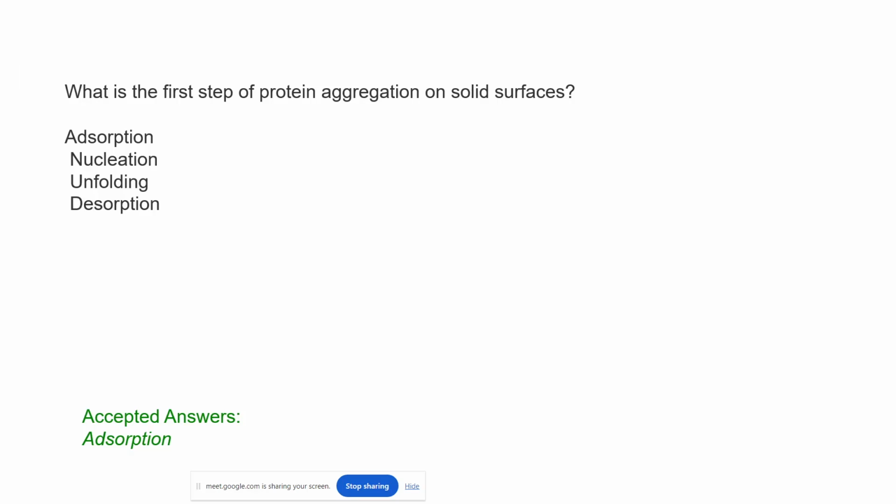Now, this was the next question. What is the first step of protein aggregation on solid surfaces? So, here the correct answer would be adsorption. First, adsorption takes place, and then the next steps of unfolding and aggregate formation will take place.